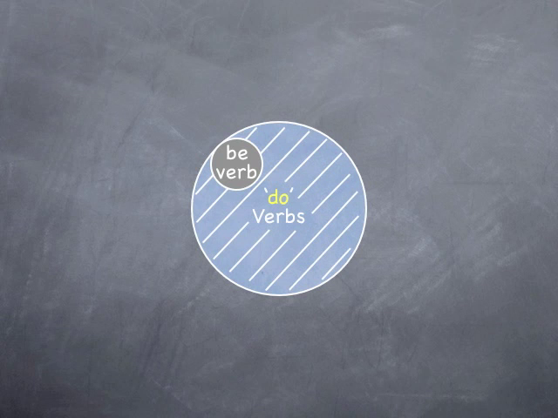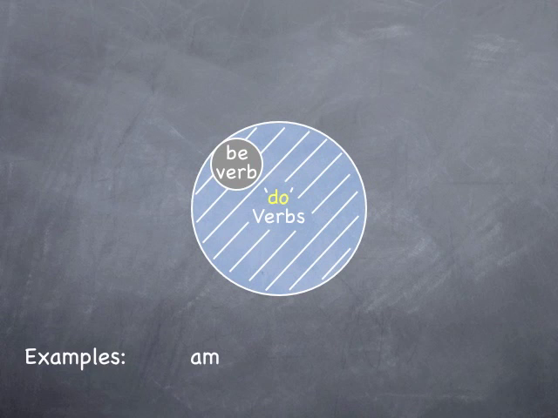For now, to keep things simple, I'm not going to go into exactly what a do verb is. Rather, I'm just going to define it as this. It's not a be verb. Let's take a few examples to see what I mean.